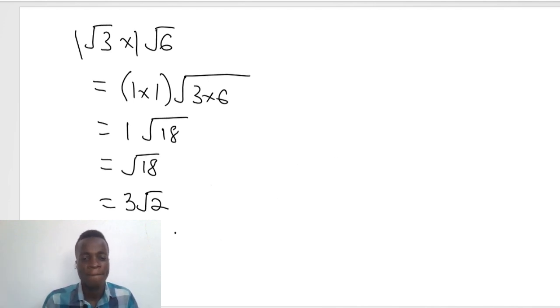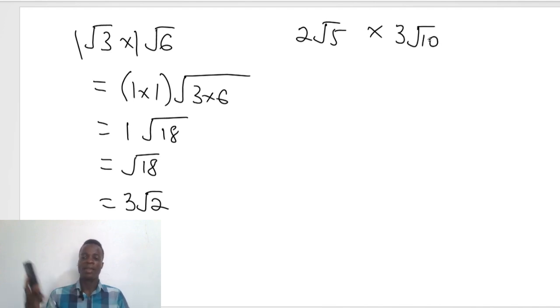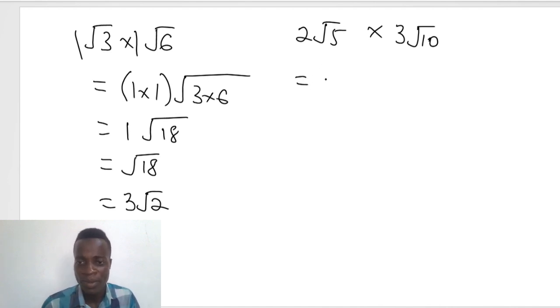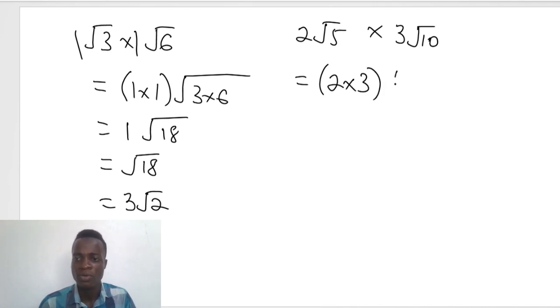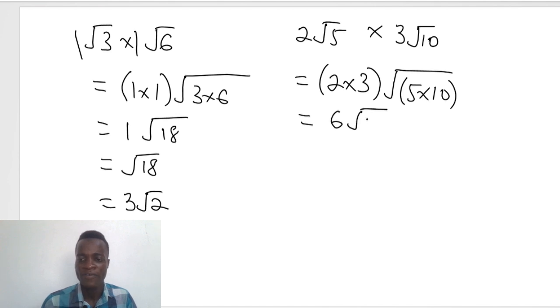Let's look at another example. Now we have 2 root 5 times, let me say, 3 root 10. So what do I have? Those outside multiply themselves, that's 2 times 3, and the square root of those inside multiply themselves, that's 5 times 10. At the end of the day, we have 6 outside and 50 inside. So we have 6 root 50.